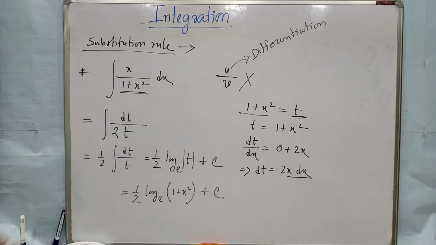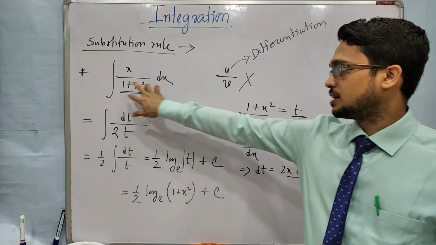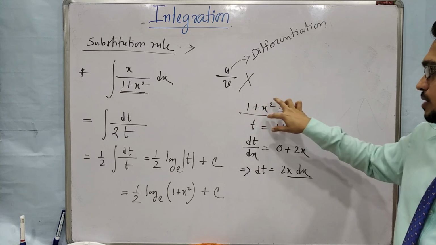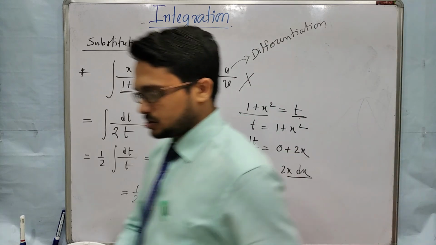So this is the process of the substitution rule. We are substituting one function, 1 plus x square, here in terms of t. Okay, so take another one.